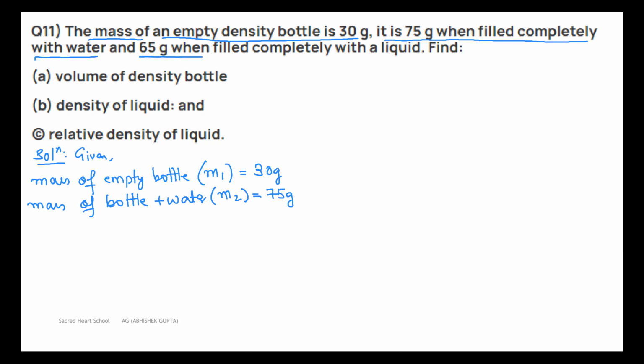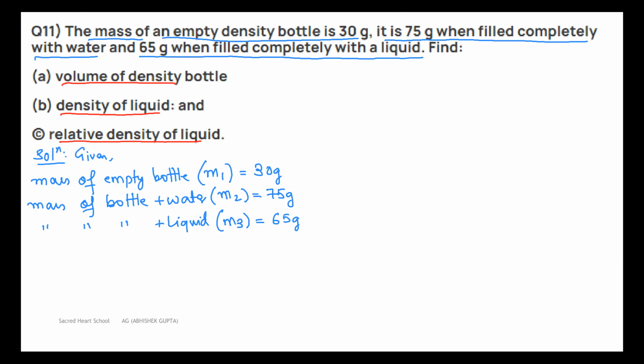And 65 gram when filled with liquid. Mass of bottle plus some unknown liquid. This liquid can be anything: brine solution, honey, glycerin, alcohol. We don't know that. It is 65 gram. Chalo, badhiya. What will they ask? They'll ask the volume of the density bottle and the density of the liquid. We have to find everything. Let's do it one by one.